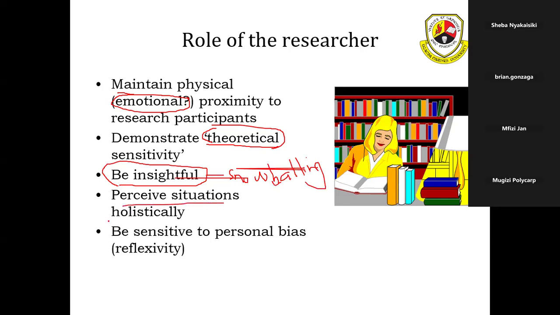Perceive situations holistically. Be sensitive to your personal bias. When a qualitative researcher is carrying out research, one of the things you recognize is, as I'm listening to participants, I take note of what they're saying and make sure that I report it without bias. What do I mean? I don't know if I gave this example to this class, but let me repeat it for the sake of giving an example.